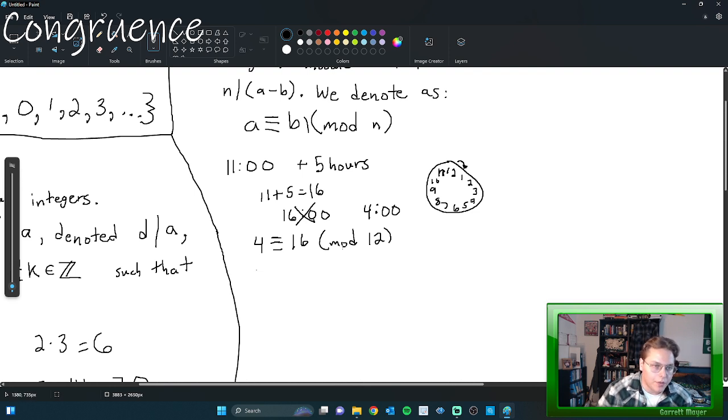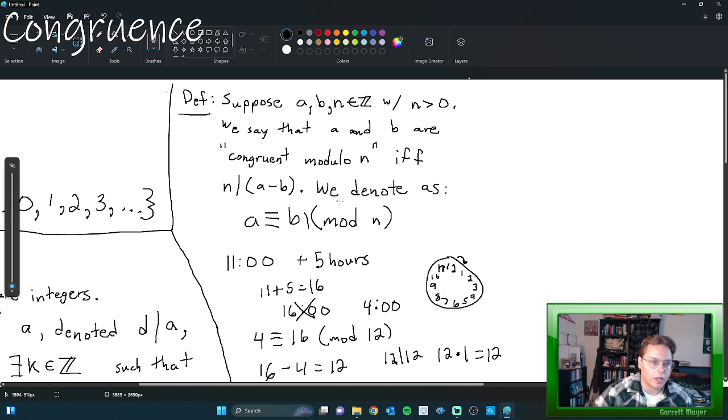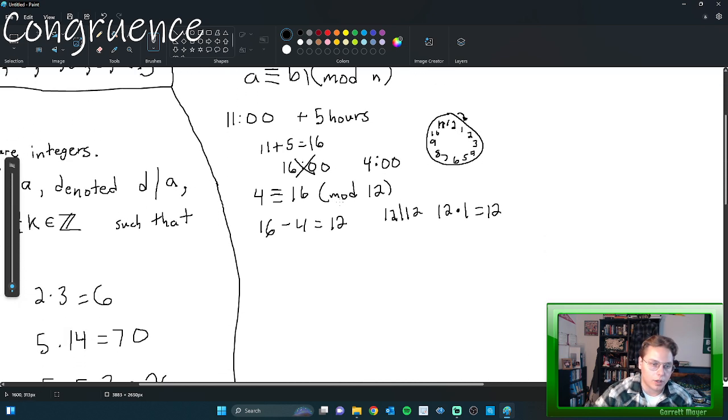And this makes sense with our definition as well, because 16 minus 4 equals 12. And 12 obviously divides 12, because 12 times 1 is 12. 12 is a factor of 12, so this relationship works with our definition of congruence modulo n, or congruence modulo 12. So this is an example.